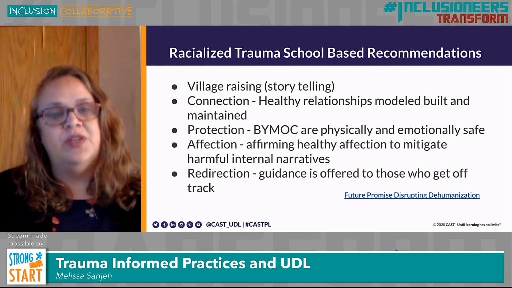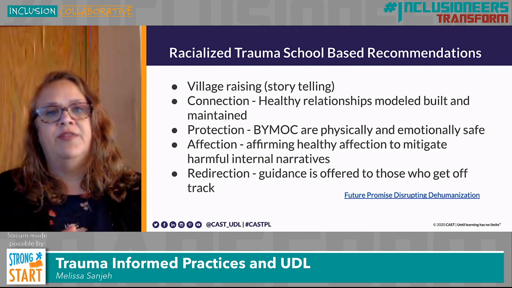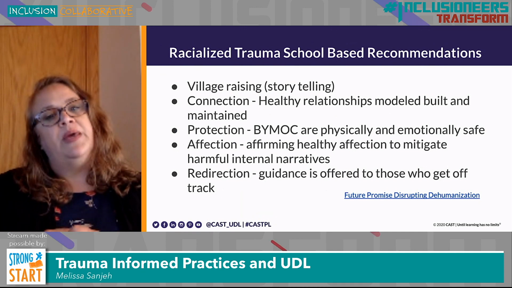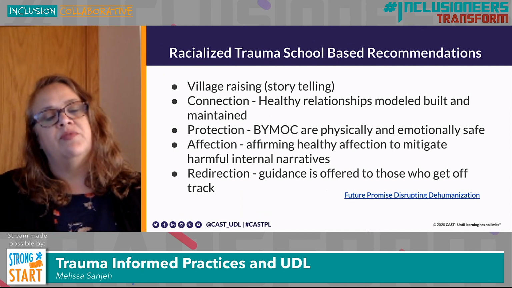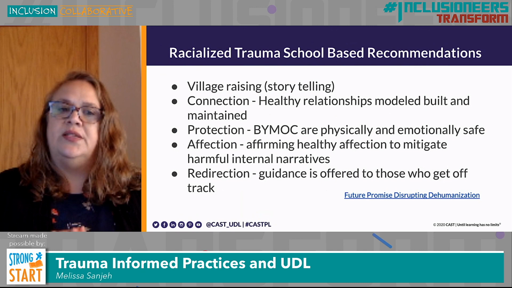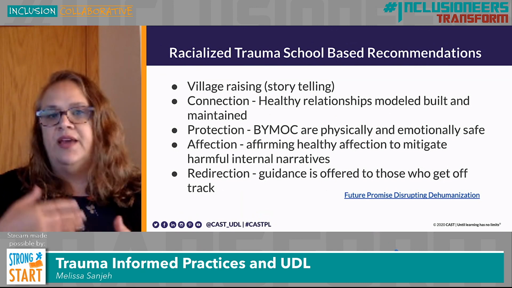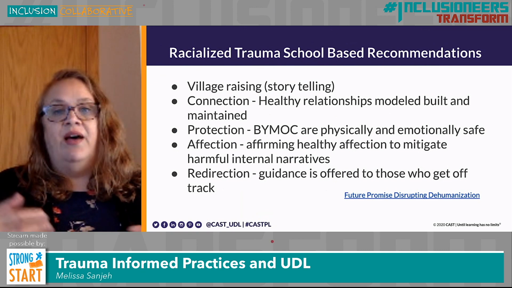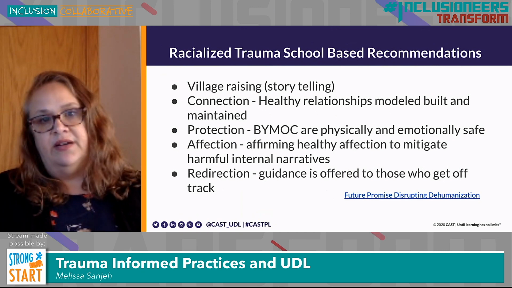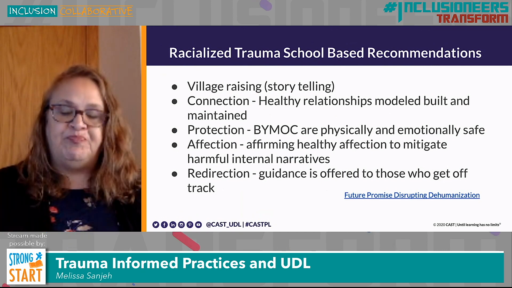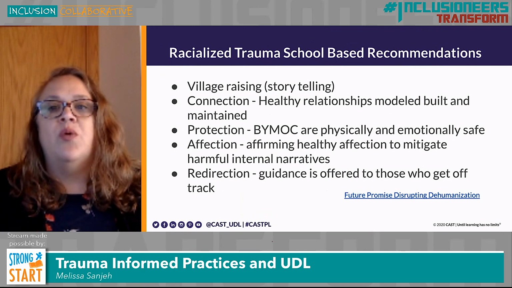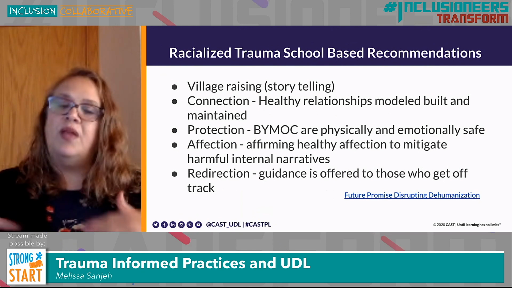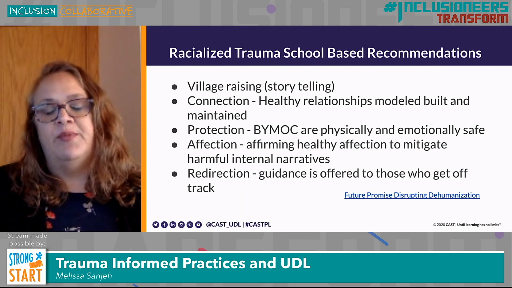Connections, so healthy relationships. Some of that was also covered in the Massachusetts stuff, but healthy relationships modeled, built, and maintained. Protection is a big recommendation to mitigate racialized trauma, to make sure that boys and young men of color are physically safe, emotionally safe, and understand that they are physically and emotionally safe in your environment. Have affirming, healthy affection to mitigate some of those harmful internal narratives, and redirection, so guidance is offered to those who are thrown off track. Although it's not specifically called out in the best practices for trauma-informed schools, many of those things show up in trauma-informed schools.